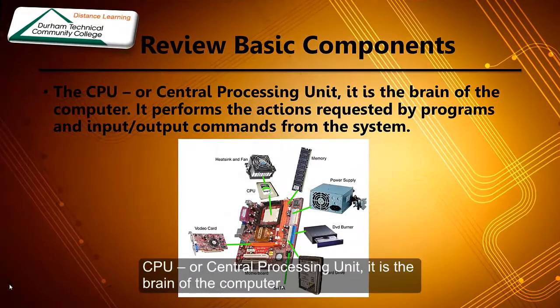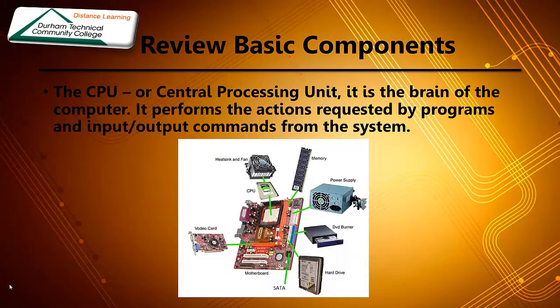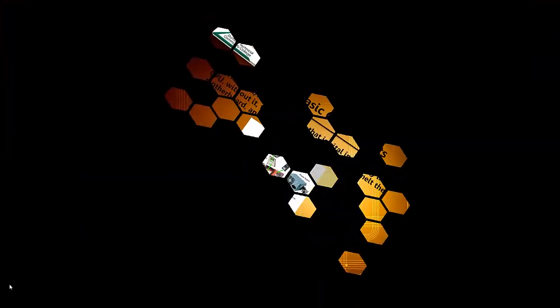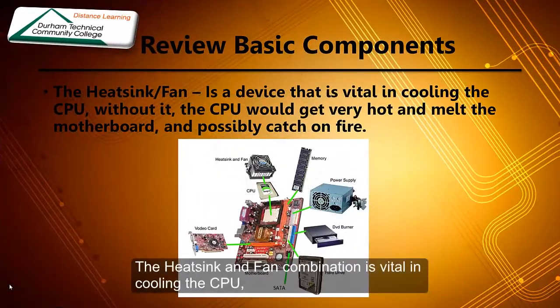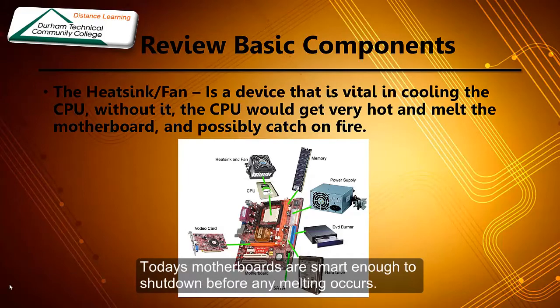The CPU, or central processing unit, is the brain of the computer. It processes requests from programs or the user. The heatsink and fan combination is vital in cooling the CPU. Without it, the CPU would get very hot and melt the motherboard. Today's motherboards are smart enough to shut down before any melting occurs.